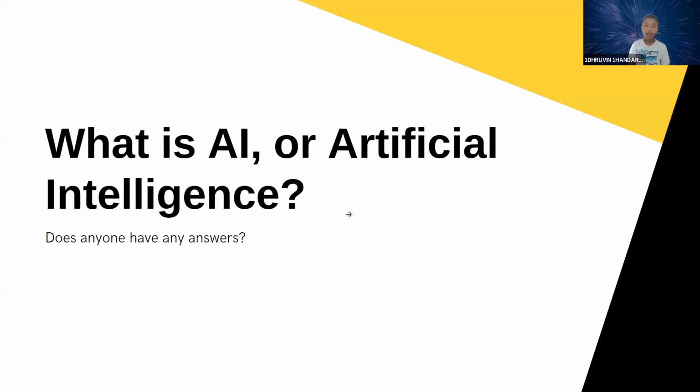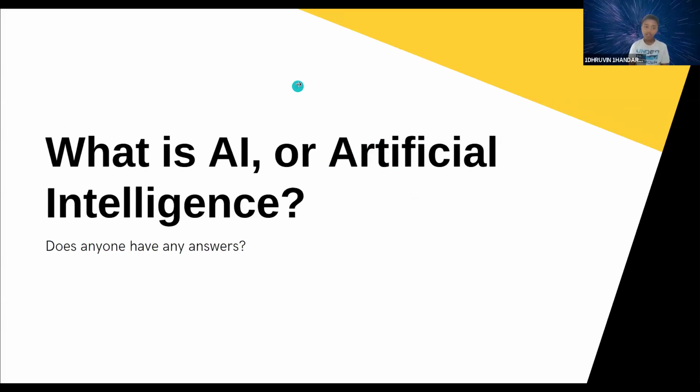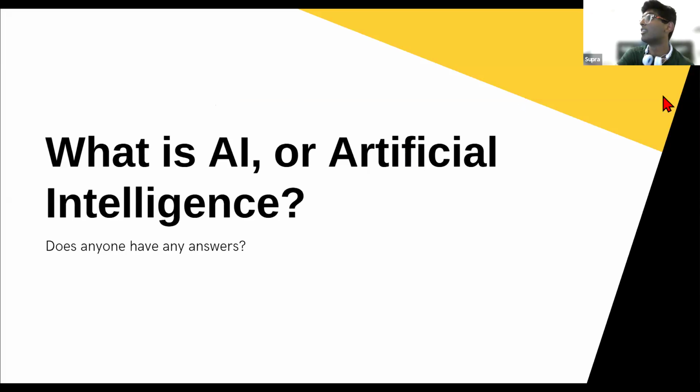So I think artificial intelligence is just human knowledge, but just transferred into a robot, and it's just something that recognizes human knowledge from its own nature. Okay, nice answer. That's a good definition too.